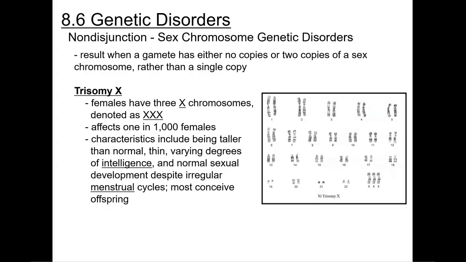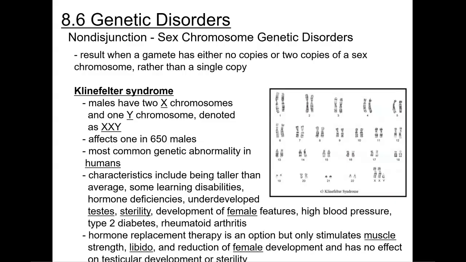Next, we have trisomy X. This is where they're going to have 3 X chromosomes. So either the egg had 2 X's and then they had an X in the sperm, or the egg had 1 X and there's going to be 2 X's in the sperm. This is going to affect 1 in 1,000 females. Characteristics include being taller than normal, thin, varying degrees of intelligence, normal sexual development despite irregular menstrual cycles, and most do conceive offspring. Sometimes you might see this called super female or mega female.